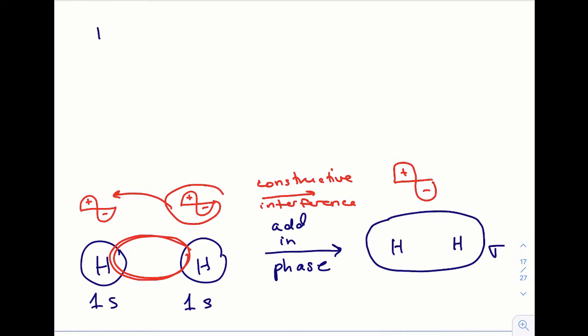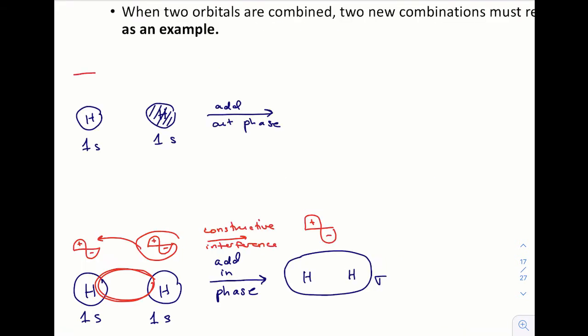Now, the second possibility is that the two waves are added out of phase. We can represent that by showing different shading, right? Shaded and unshaded show the two different possible phases, positive and negative, of the wave function. So we could also bring those two 1s orbitals together out of phase, which I'm going to represent with these super simple waves like this. Okay, so this would be out of phase.